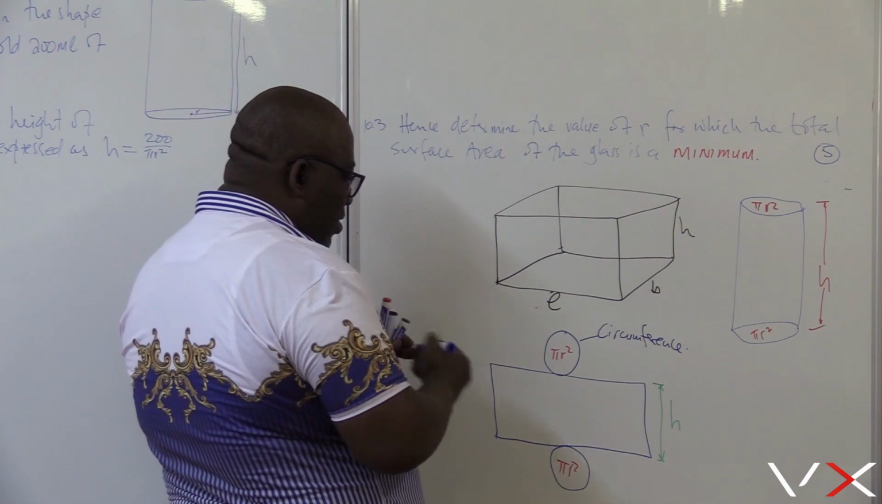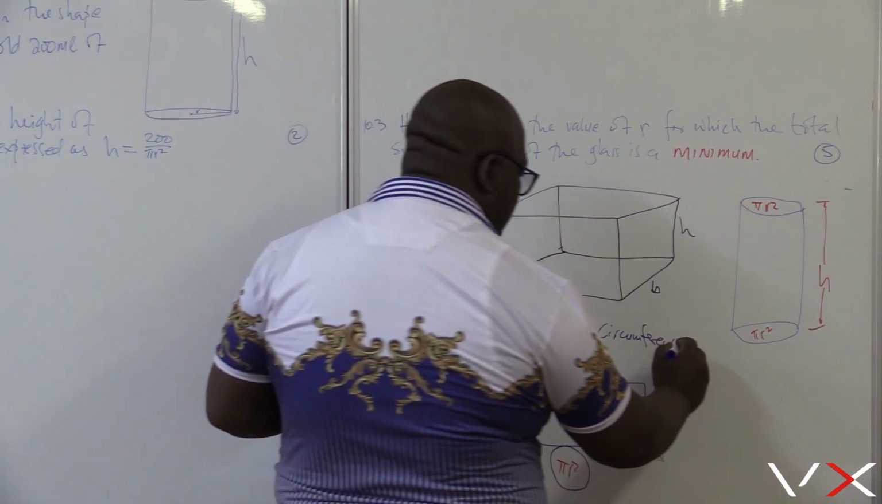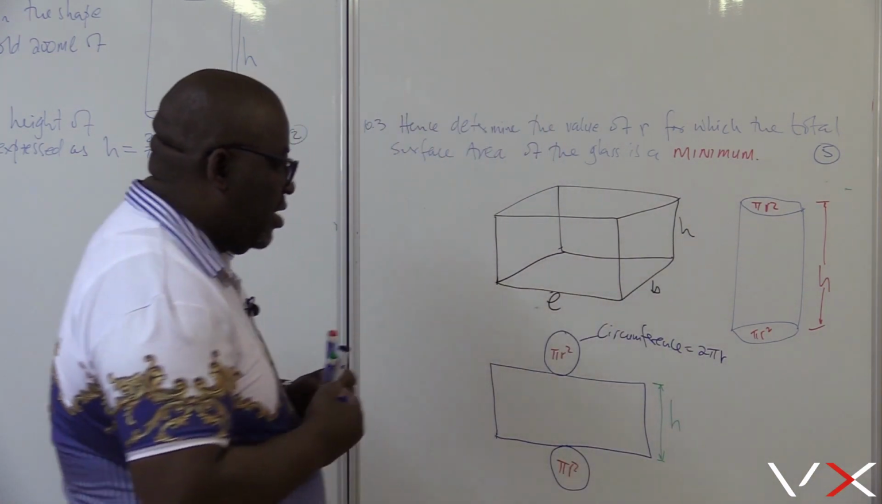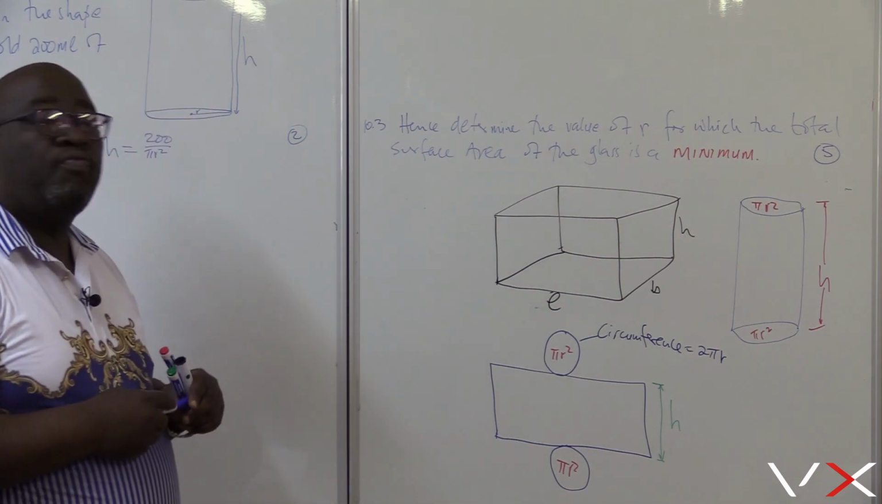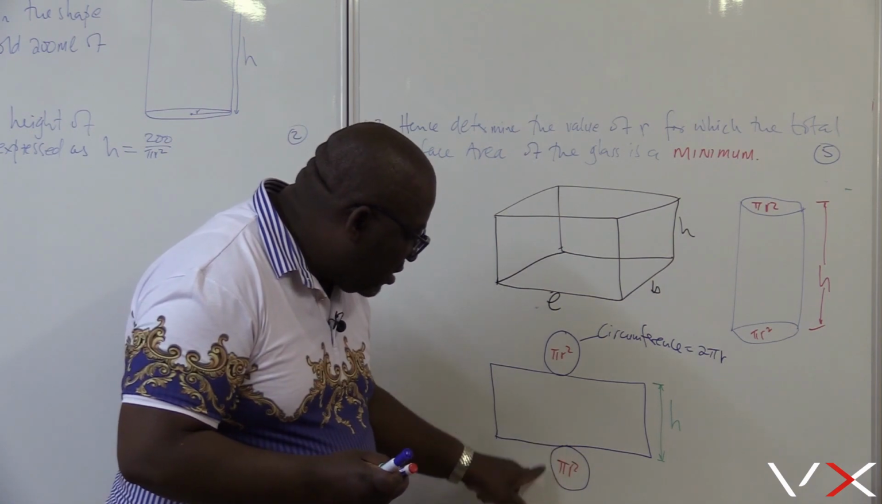And the distance around this is called the circumference. And the formula for circumference is 2 pi r. This is the formula to calculate the circumference. It's 2 pi r. This circumference is exactly the same as this one.